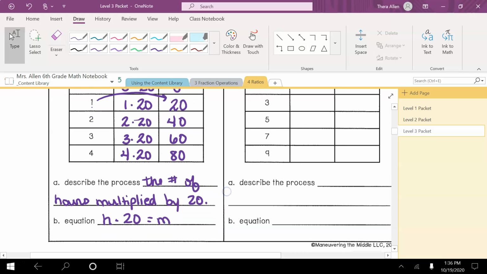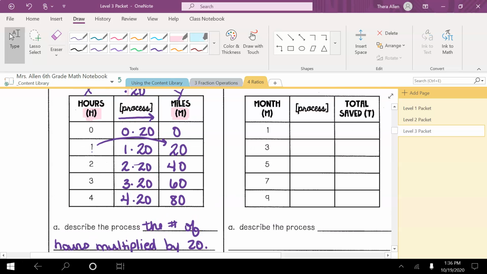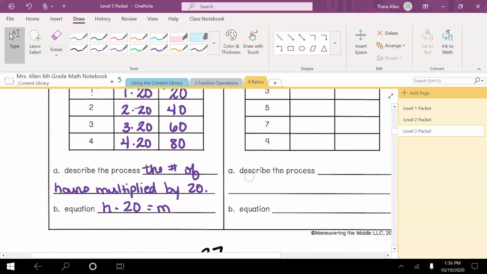So H times 20 equals M. This says the number of hours, because that's what H is, multiplied by 20 is going to give me the number of miles cycled. Remember, another way that we could put it is M equals 20 times H, but 20H. We'll put it like that.